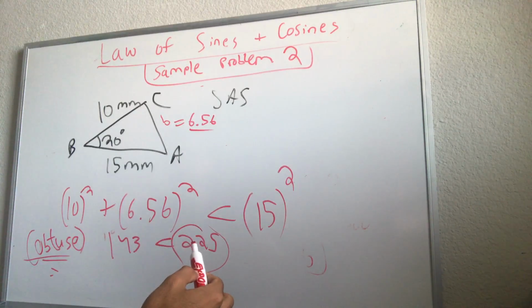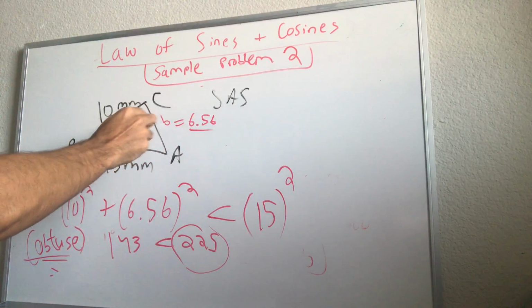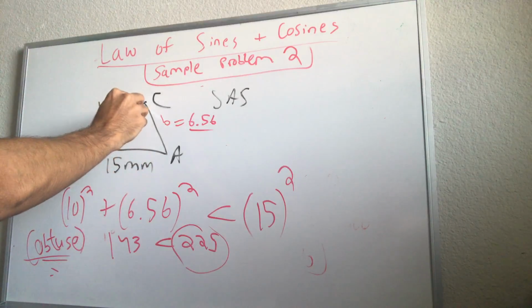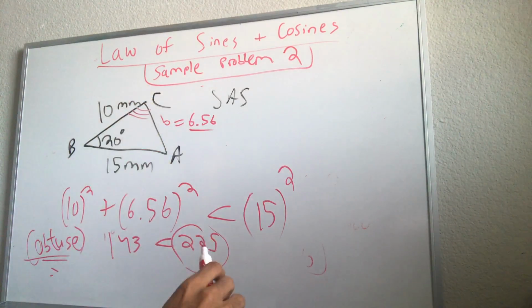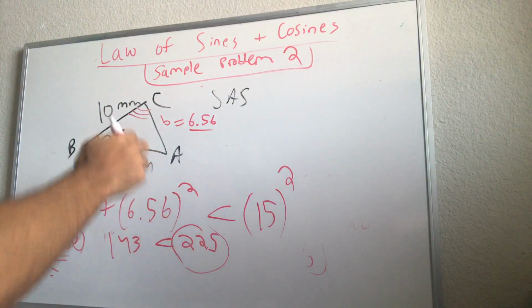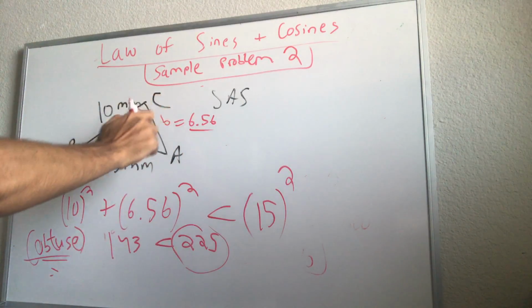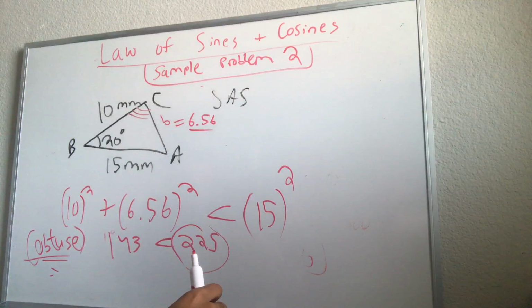So the obtuse angle here within this triangle will be facing opposite this 15 side. So it will be this angle that we're looking at. So this angle will be greater than 90 degrees. Obviously, it's not drawn to scale, but you get the idea that this will be greater than 90 degrees.